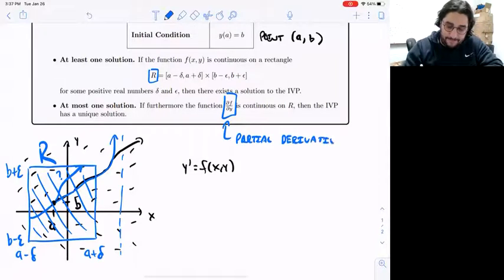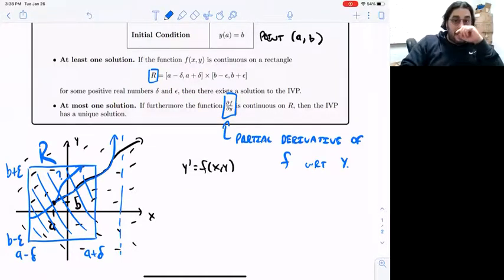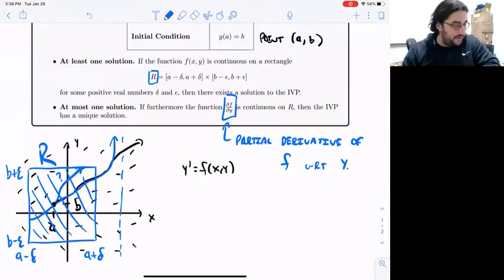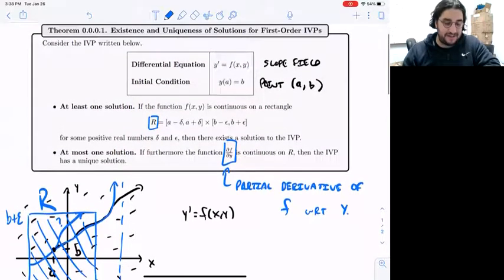So the partial derivative of f with respect to y, meaning just treat x as a constant and take a derivative treating only y as the variable. If that is also continuous on the rectangle, then there's a unique solution. Right, so those are the two conditions here.